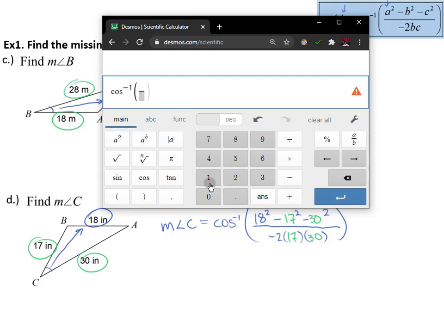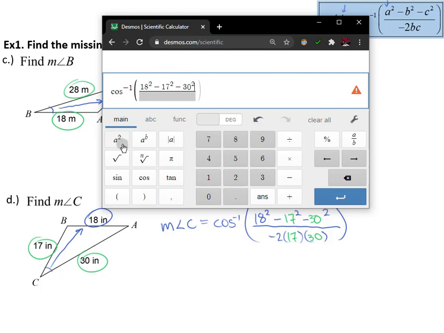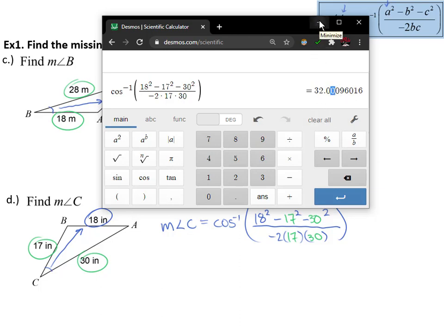So we're going to type in here 18 squared minus 17 squared minus 30 squared. Press down to get into the bottom. Remember, it's -2 times 17 times 30. And just double checking we got it all typed in. Looks good. And yeah, a little bit bigger this time. In fact, if we're going to the nearest tenth, obviously that 0 means we don't need to round up. So we're going to say it's 32.0. Actually, really close to 32 on the dot.